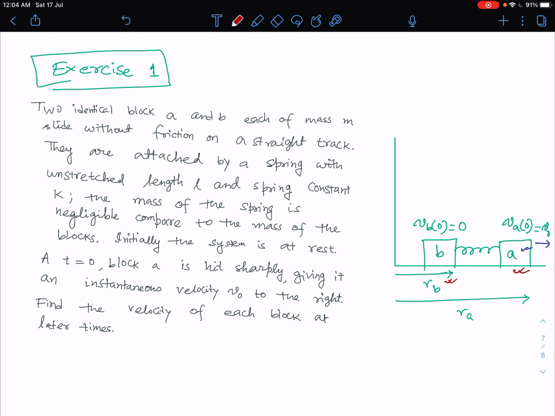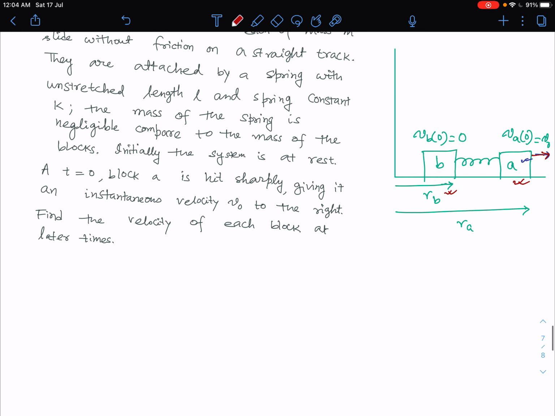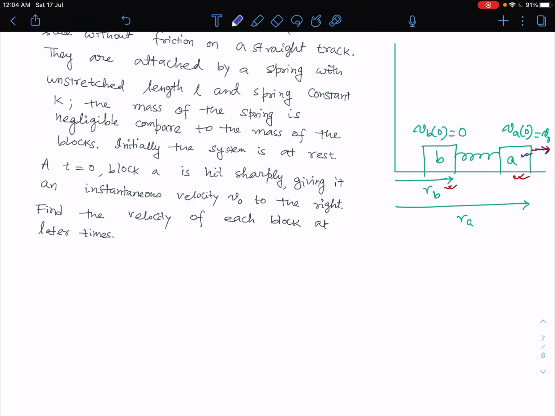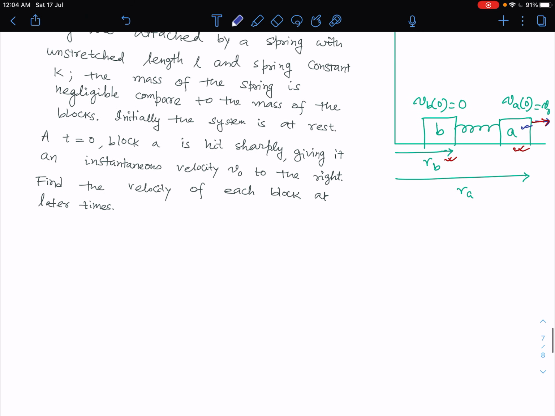and at an instant of time you give a sudden hit to block A, and then you need to find the velocity of both the blocks at any later time. By the way, both the blocks slide without friction on this track, so this track is frictionless. We will see the problem is easier to tackle in the center of mass coordinate.